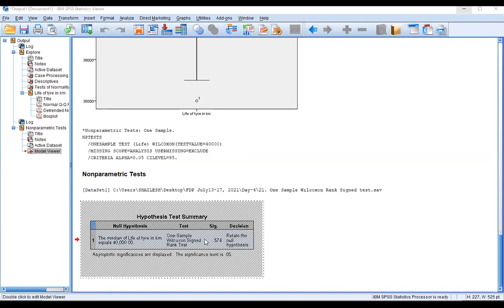Now I am taking the second case study, that is the Mann-Whitney U test. The Mann-Whitney U test, the second case study, I am opening.